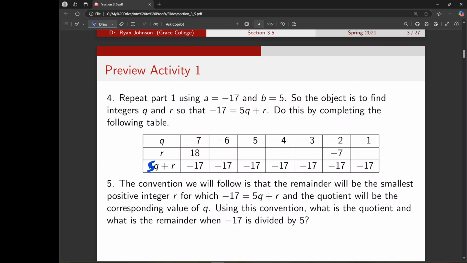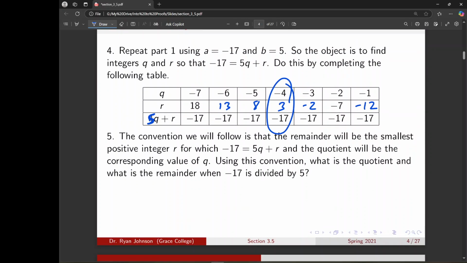So then negative 6 times 5 would be negative 30, so plus 13. And then they're going to go down by 5. So then I get an 8 and a 3 and a negative 2, a negative 7, and a negative 12. So there's my winner with the smallest positive remainder. And so divided by 3.